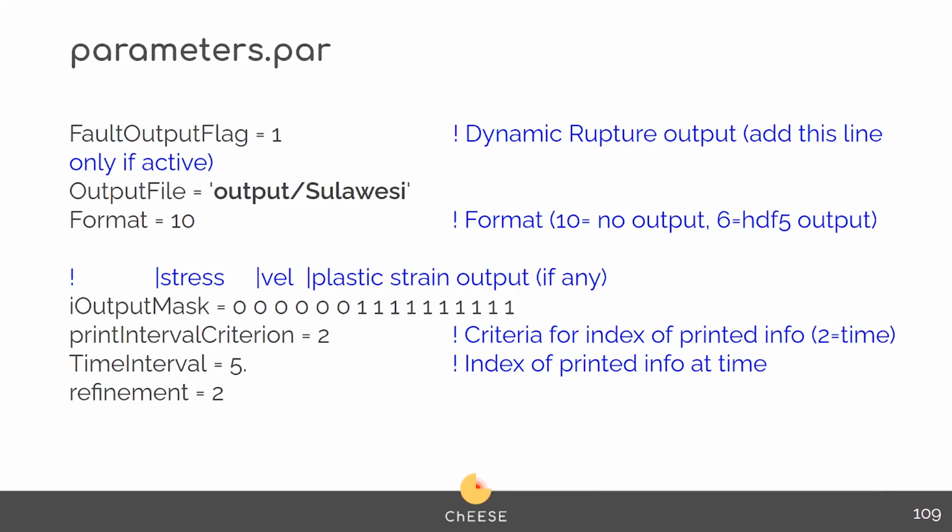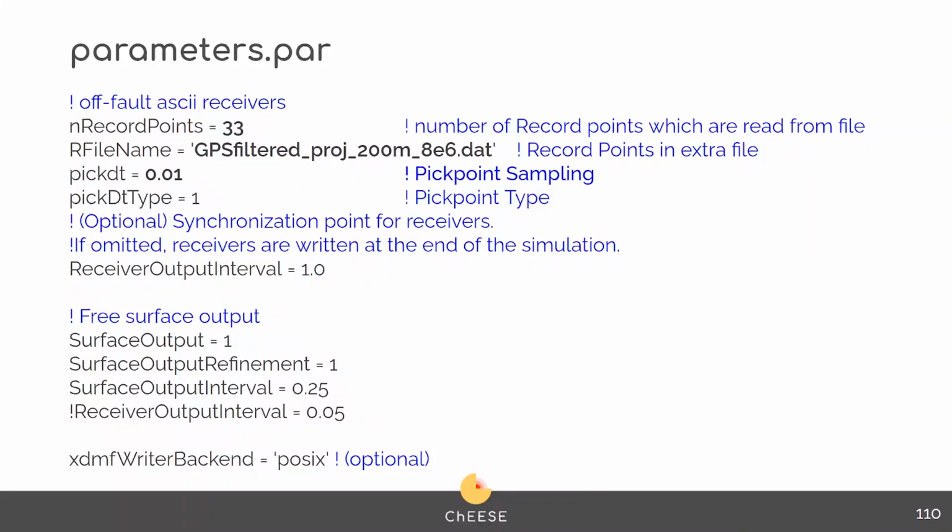What is interesting is that we will place off-fault receivers. So we will not only have receivers on the fault, but we will also place them spread around the fault. We have 33 receivers. The record points, the points where the receivers stand, are in this dot file, GPS filtered projection dot. The sampling of each receiver is 0.01, so this will be the sampling of the seismograms afterwards.